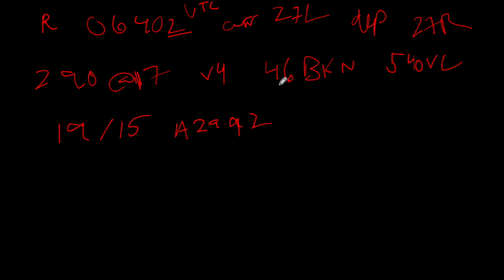We have cloud layers of 4,600 feet. I dropped the last 2 zeros as you would with flight levels, standard convention. Broken, 5,400, overcast, temperature 19, dew point 15, you can put a slash in the middle, and the altimeter 29902. I ignored the other cloud layers.